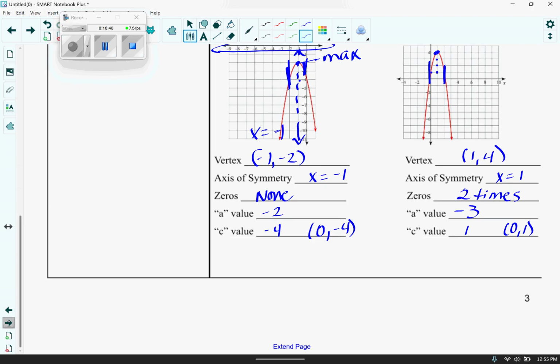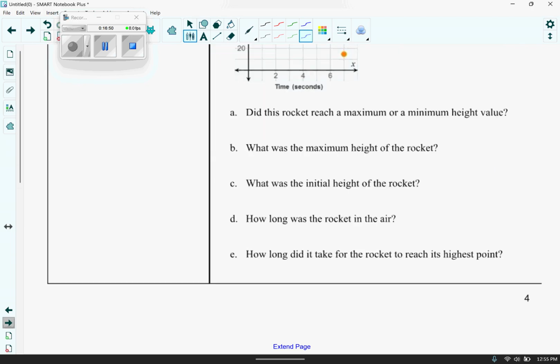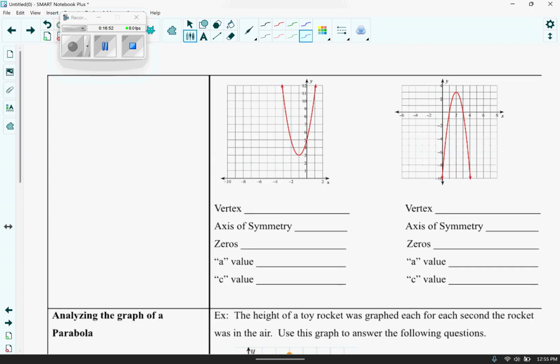Alrighty, next page. So here we have 2 more. Try them on your own and then come back to me. And then we have some questions to answer about this graph down here at the midway down. All right, so hopefully you've already done these. So hopefully you stopped me and worked on these.